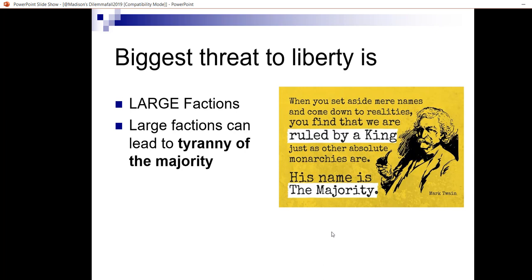Now, it's not a perfect system, and we know that we've had lots of tyranny of the majority in this country, but what Madison argues in Federalist 10 and 51 is that what the framers of the Constitution tried to do is put some checks in place so that tyranny of the majority would be less likely.